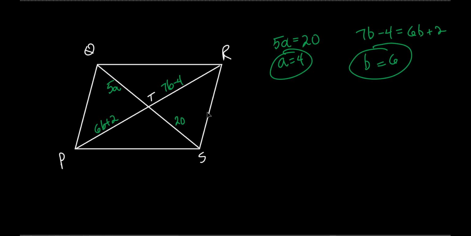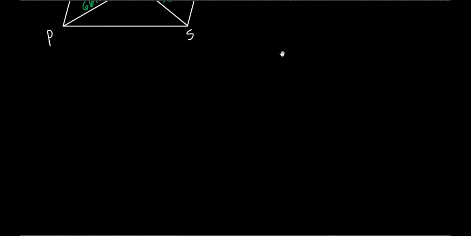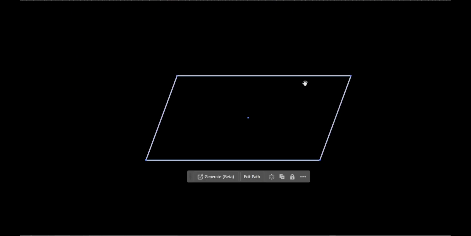All right, let's do one more. I think we have time. We still have about 2 minutes left. I can do this pretty quickly. So it's basically the same thing, except you're not dealing with diagonals this time. You're just dealing with opposite sides.